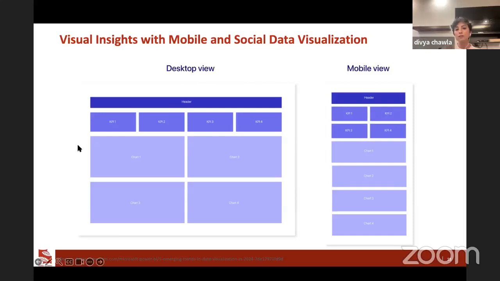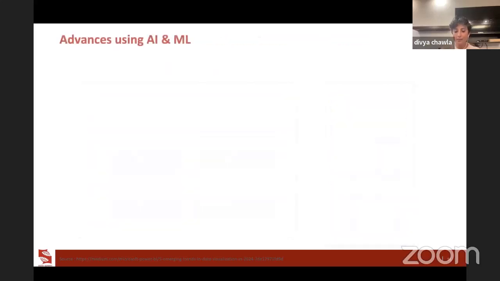So if you see this, the view is essentially trying to help understand how a visualization that is created for a desktop view is also designed in a manner where it can be viewed on a mobile very easily, because today all top executives, everyone is mobile and they're consuming information on their mobile devices. So that's the next trend.